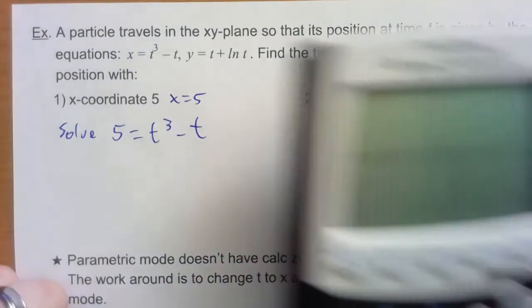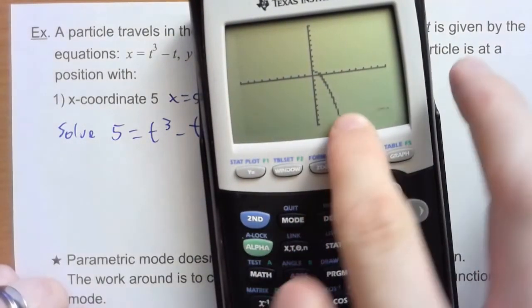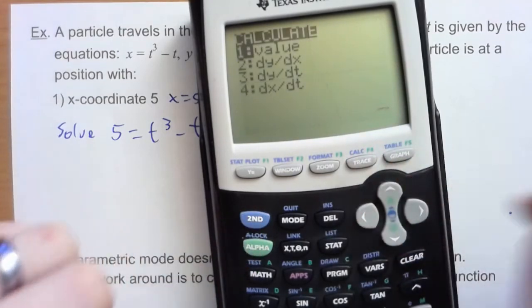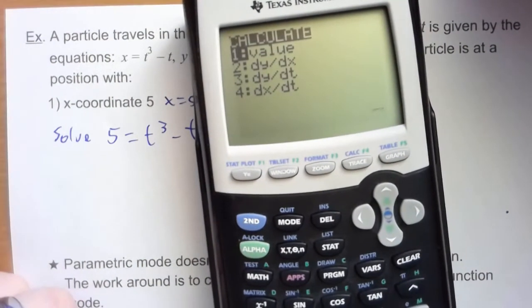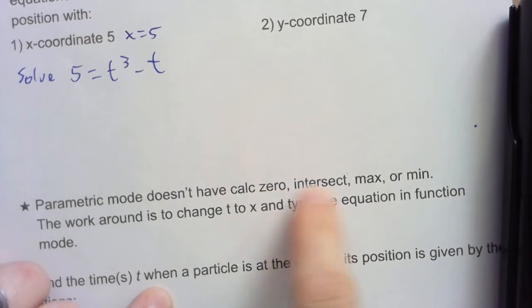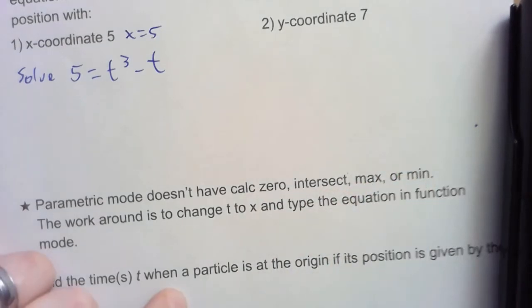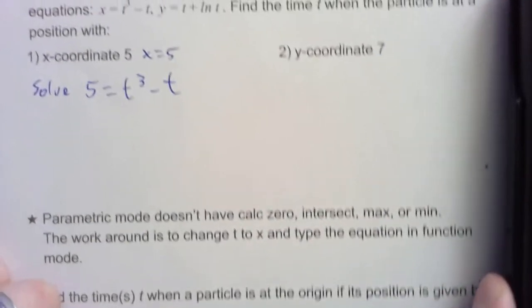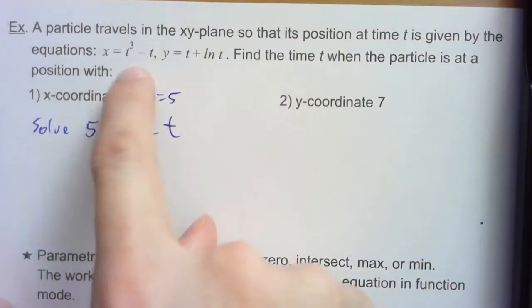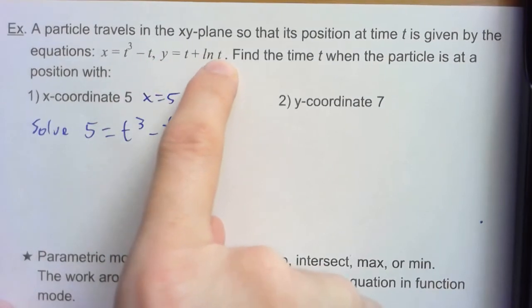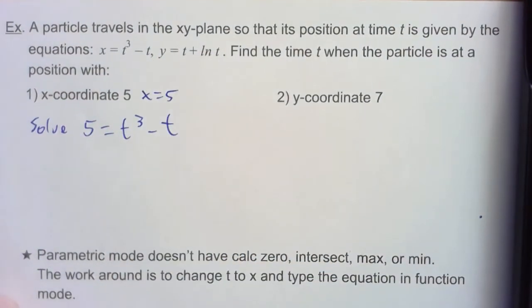Now here's the thing though, if you're in parametric mode, so we just did this graph in parametric mode, if you go into your calc menu, if you do second trace to get to the calc menu, a lot of that good stuff is gone, right? Parametric mode doesn't have calc 0, calc intersect, calc max, calc min, none of that. All that good stuff is gone in parametric mode. So we actually can't just graph this whole parametric set of equations in our calculator and do some sort of calc 0, calc intersect.